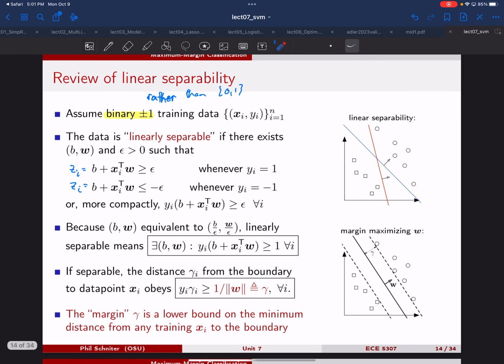From another perspective, if you can find a b and a w for which this works for one epsilon, then just by scaling that b and w, you can get it to work for any epsilon you want. So let's just choose epsilon equal to 1, the simplest choice. That's how we're going to define linear separability. This means there exists a b and a w such that this inequality holds for all i. You could think of this as a sign-corrected score.